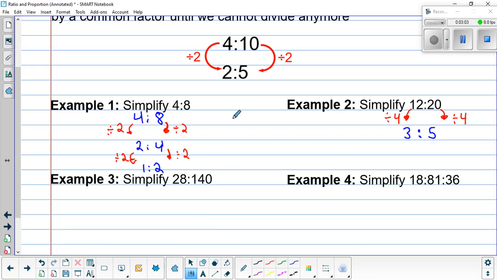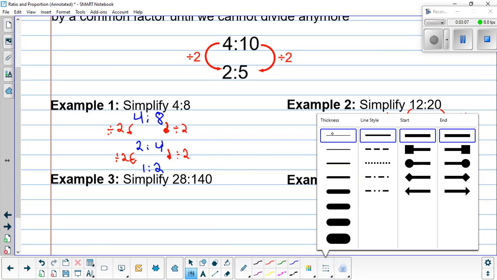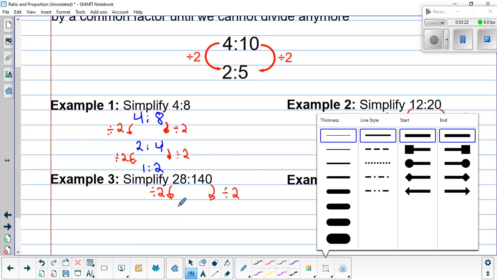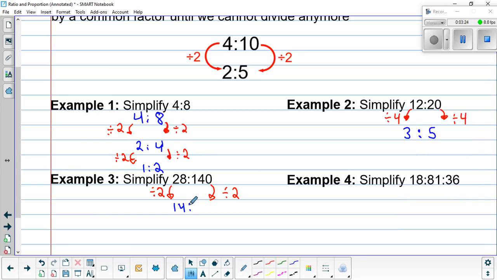Okay, one step. Next, this is quite a bigger number, right? And this is where I gave you that, when in doubt, divide by 2, then you might be able to see something easier. So here, I'm just going to divide by 2 and divide by 2. 28 divided by 2 is just going to be 14. And 140 divided by 2 is 70.